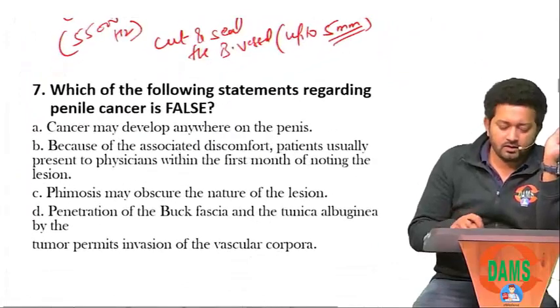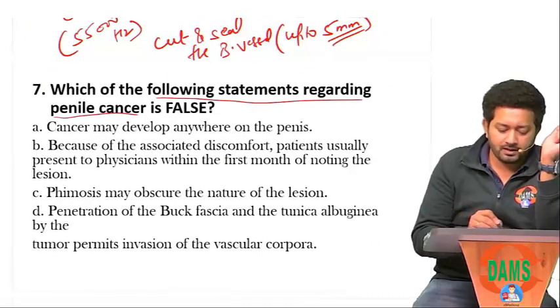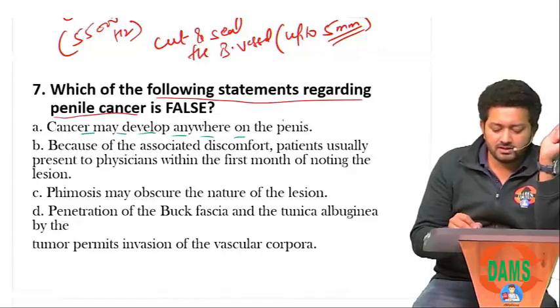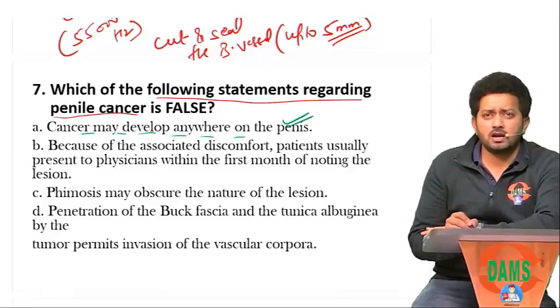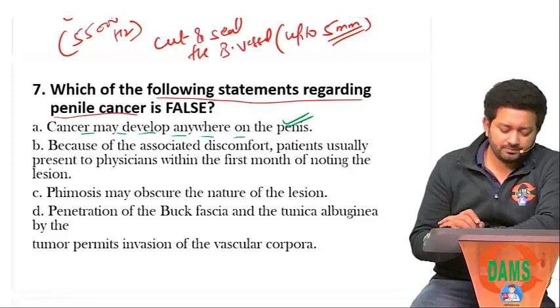Which of the following statements regarding penile cancer is false? Cancer may develop anywhere on the penis. That is a true statement. Mostly it occurs in the glans and the coronal area, but it can occur in the shaft of the penis also.